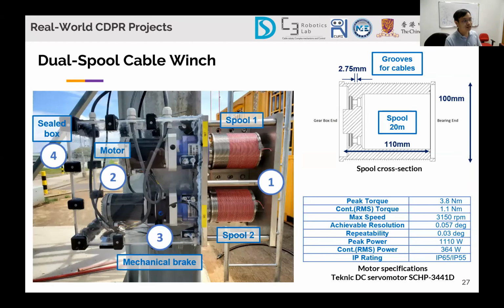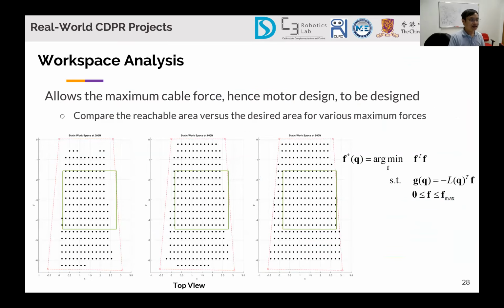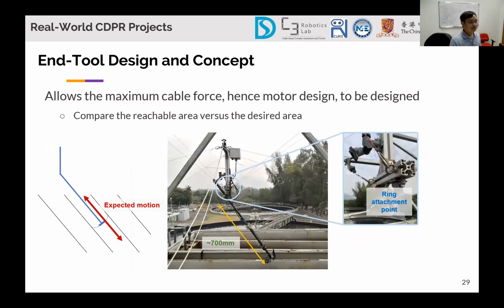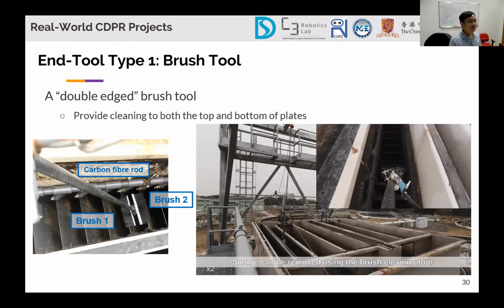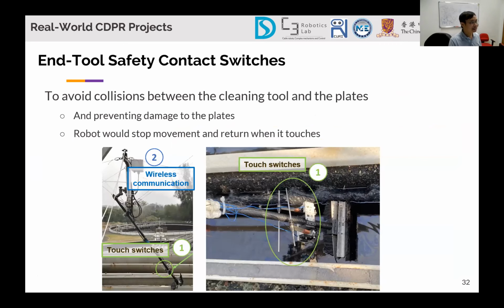It was a dual spool setup with a mechanical brake. So when the system was off, the brake would engage to hold the robot in position. Because day in, day out, we need to operate this cable robot, we did, again, a bit of analysis to make sure what we're doing is reasonable, looking at the cable forces in the system. We developed different tools for that purpose. I won't talk much about that here.